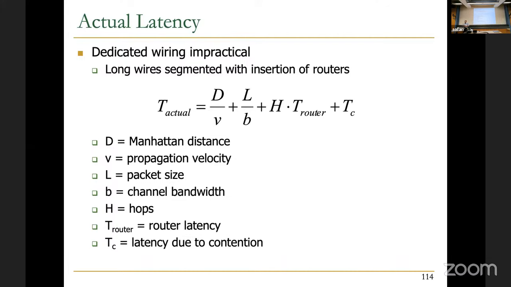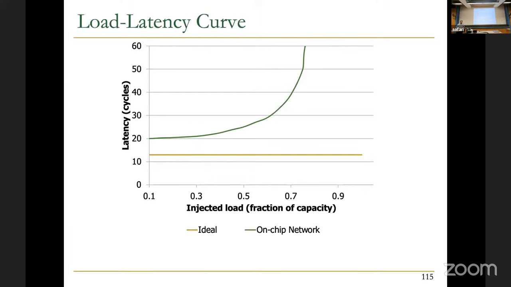When your load is not low and your network is congested, you need to spend some time waiting. And essentially we have this latency curve because of that. The orange one is the ideal latency that we want. But in reality, our latency is more or less like this green curve.